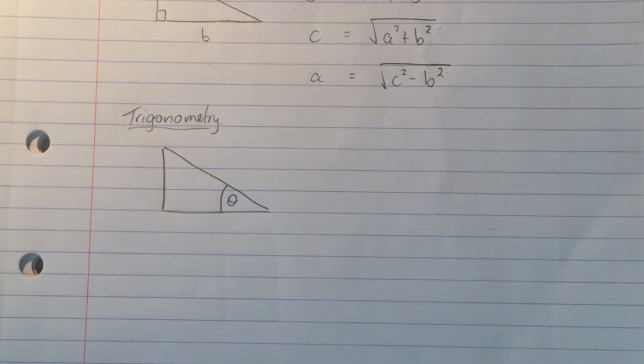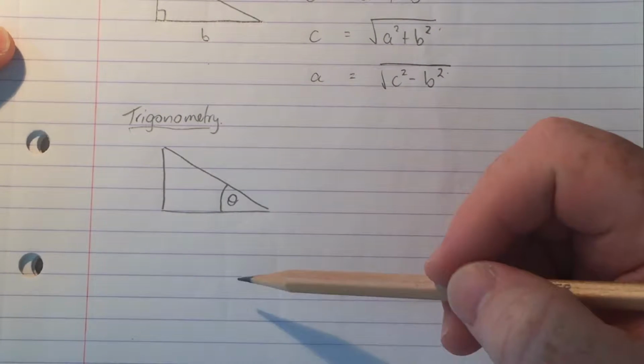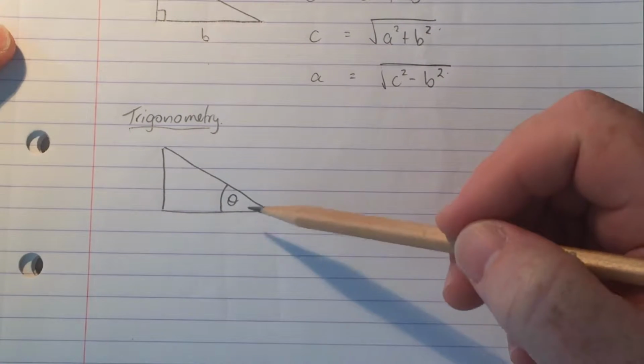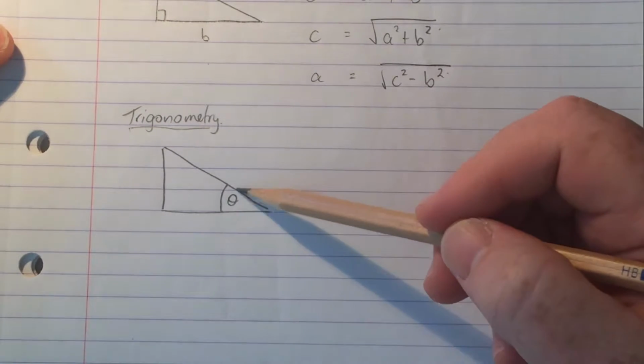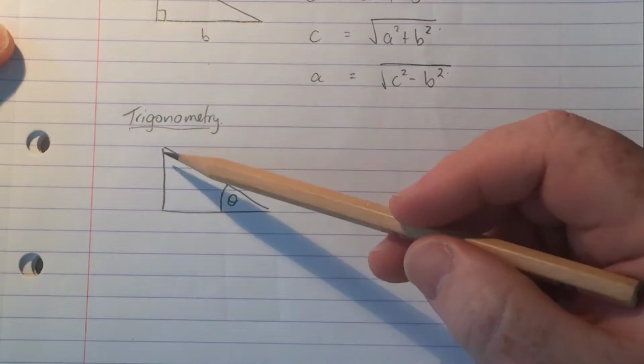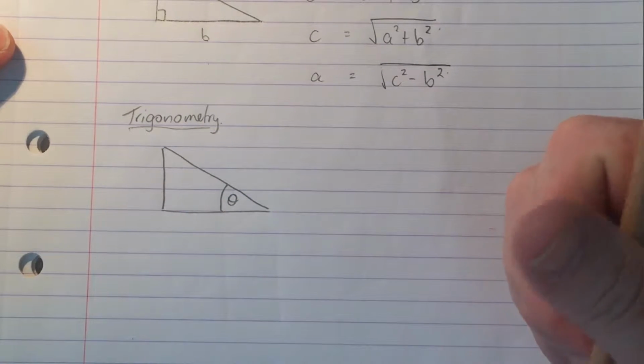So trigonometry is where we link the length of the sides to the angles in the triangle. As you can see here, if the angle theta was larger, then the opposite side of this triangle would also be larger.